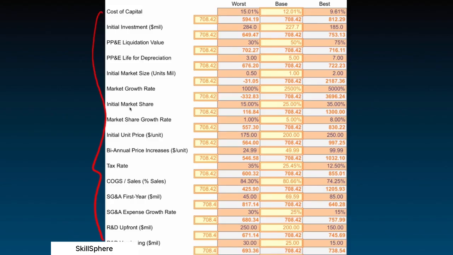So if I look at initial market share, for example, what I see is a worst case scenario of 15%, where our penetration is only 15%, versus an initial penetration of 35% in a best case scenario, and you can see that the valuations increase with our penetration, which makes sense. We're selling more units. And notice they actually increase by a lot. We're going to see that that's an important value driver.